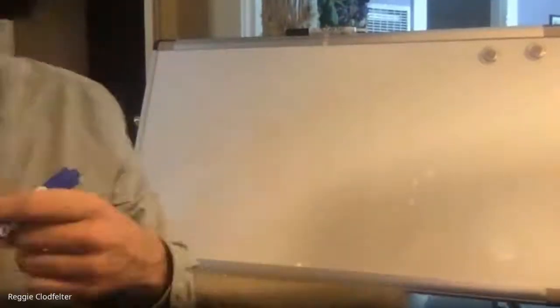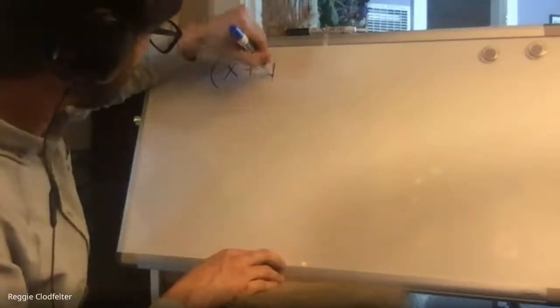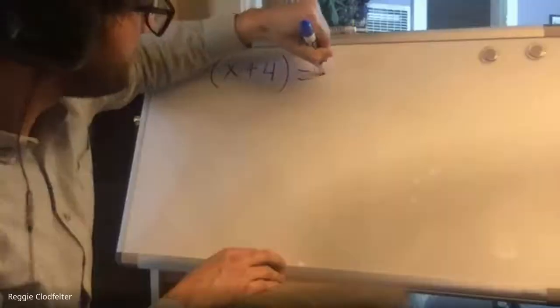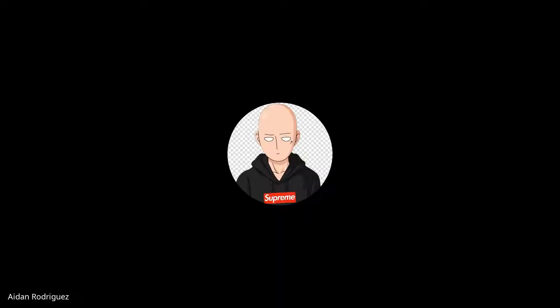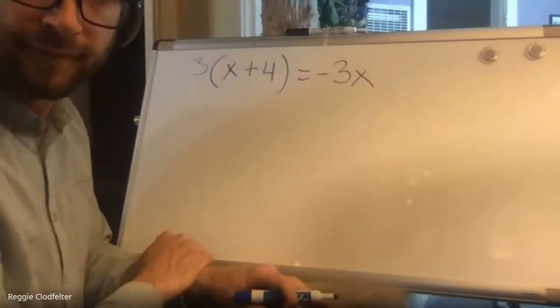So I'm going to solve some. I'm on my knees right here next to it so that you guys can hopefully see it. So we're going to start with 3 times x plus 4 equals negative 3x. Can you guys see that? Okay, I see it now. I can see it. All right.